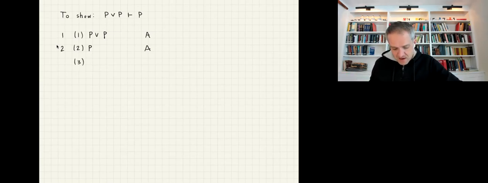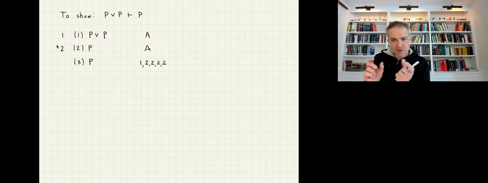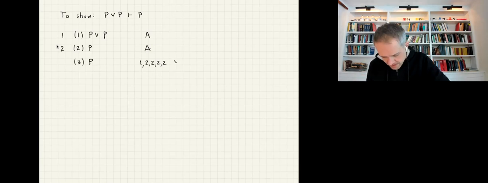Okay, so actually now P follows from, this is where it's going to look weird, 1, 2, 2, 2, 2, because 2 and 2, the first 2, 2 indicates first subproof, starts at 2, ends at 2. The second 2, 2 indicates second subproof, starts at 2, ends at 2. 1 is the disjunction, so that's OR elimination.